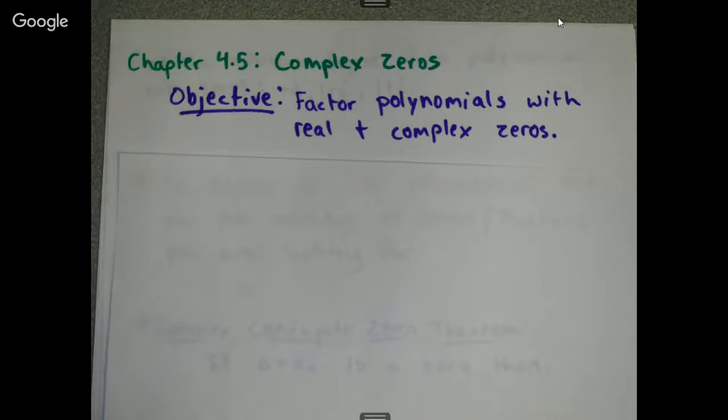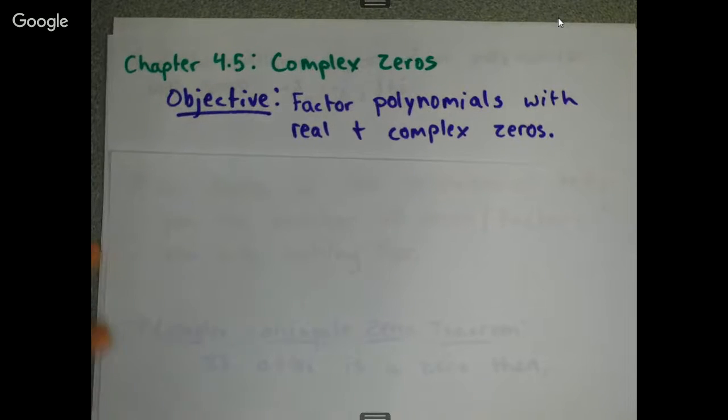This is Mr. Jones with Chapter 4.5, Complex Zeros. And our objective here is to factor polynomials with real and complex zeros.